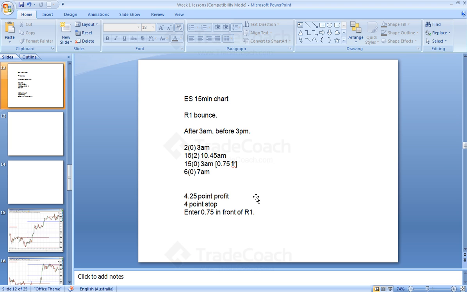Now if it is, I'm aware that it can get up to and do a nice bounce at about 3 AM. So I do want to be onto it. 2 out of my 4 samples have bounced off that time. So I'd set a limit order to short with a 4.25 profit, 4 stop.